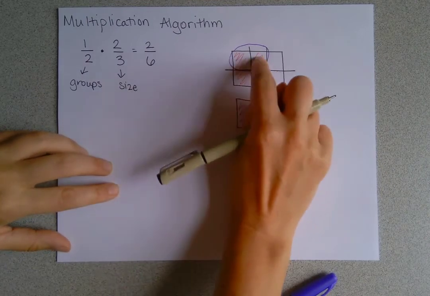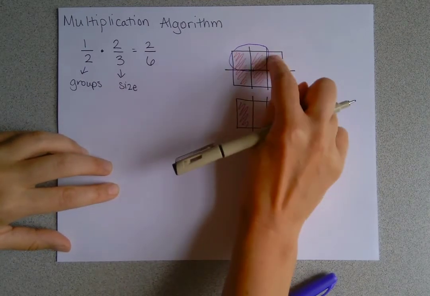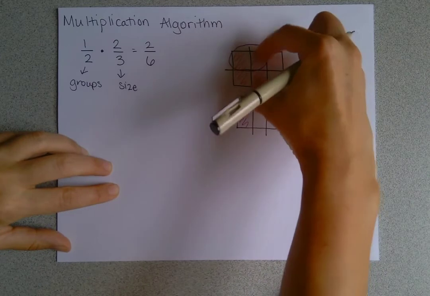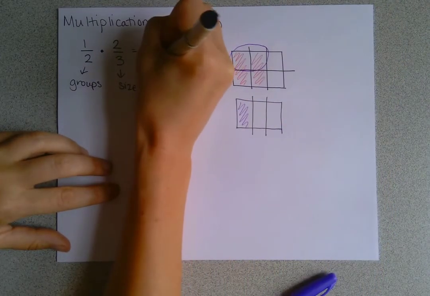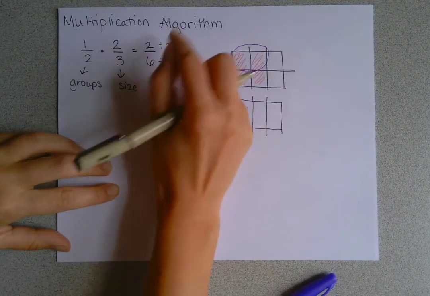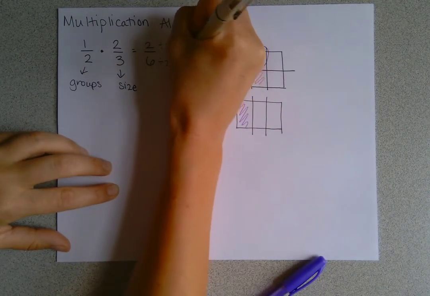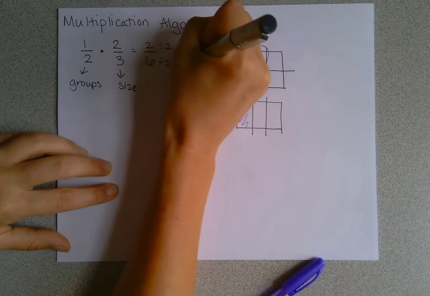So I kind of took my 2 pieces and I glued them back together. And then I took my 6 pieces and I glued them into groups of 2. So that's dividing when I'm putting things back together. So 2 divided by 2 is what gives me 1, and 6 divided by 2 is what gives me 3.